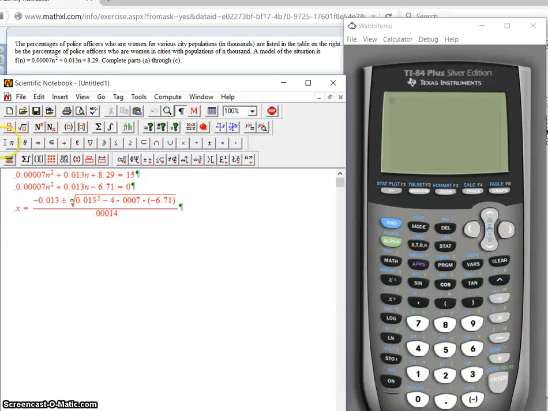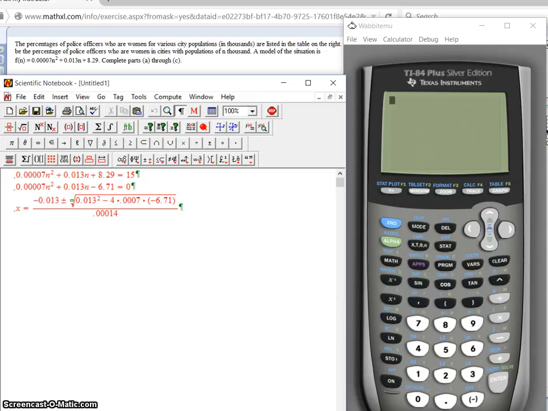All right, Mary, so your equation is 0.0007n squared plus 0.013n plus 8.29 equals 15. You move the 15 over, you get it set equal to 0, and then you can use the quadratic formula. So you should have x equals negative b plus or minus the square root of b squared minus 4 times a times c all over 2a.